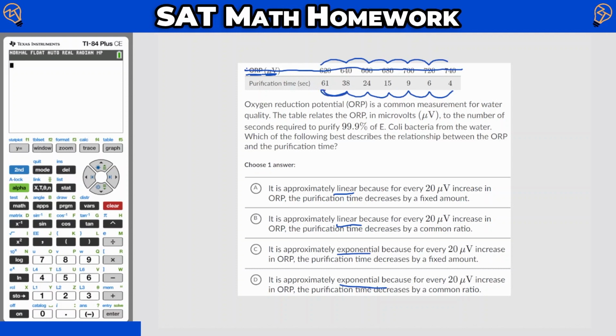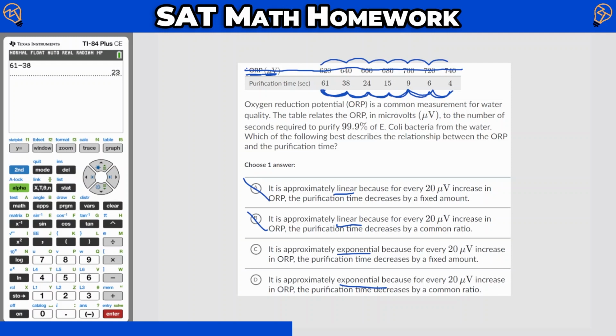Now, in this case, let's see, is it increasing or decreasing by the same amount? Well, if it were additive, it would be really subtraction. More specifically, we could go to our calculator and see if we do 61 minus 38, we get 23. And then does it look like it's decreasing by about 23 every time? No, especially down here, it's decreasing by only 2.